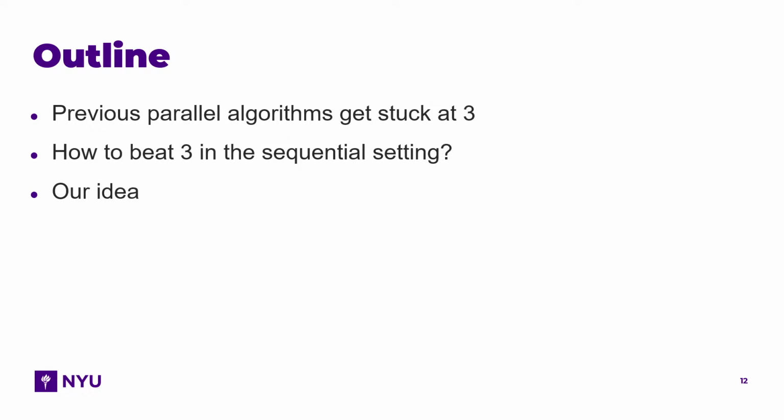So this is the outline. Once I explain how the previous algorithm gets stuck at 3, you see the sequential algorithm can beat 3, can get 1.437. So definitely they can achieve better approximation. There is a method which can. So I'm going to show you how to beat 3 in the sequential setting, give you an idea, and what the bottleneck is if we want to adapt the sequential algorithm to the parallel setting. The last part is our idea of how to adapt the sequential algorithm to the parallel setting.